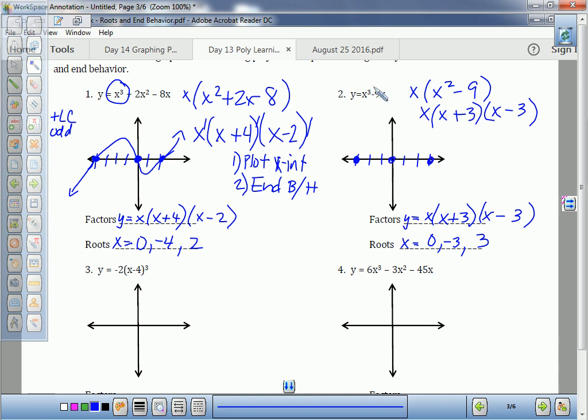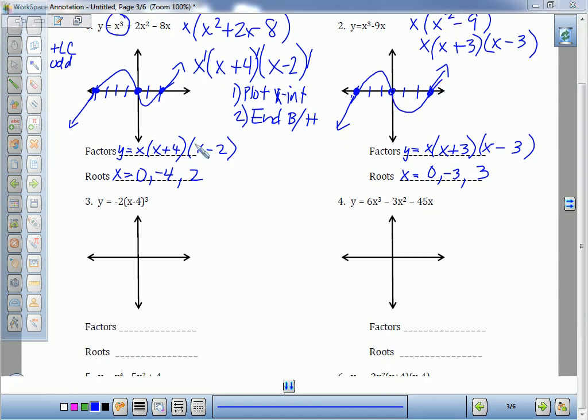We look at the degree of the function now to come up with the end behavior. It's an odd degree function with a positive leading coefficient. It's going to fall to the left and rise to the right. Each of these factors into the first power, so there's no multiplicity at the root. We're just going straight through.